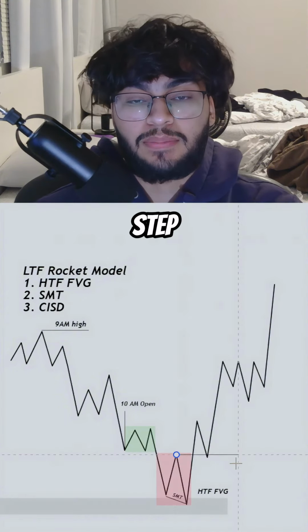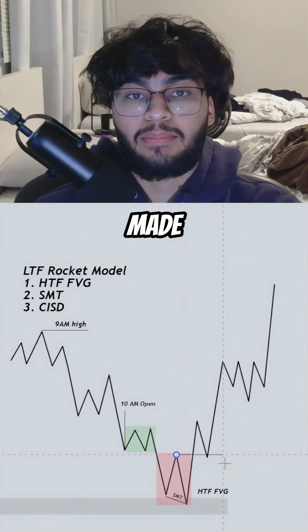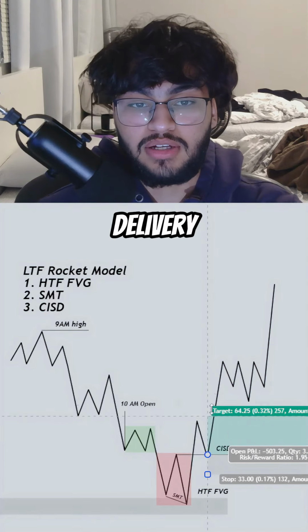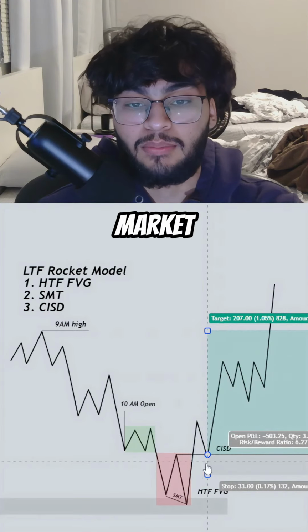And the last and final step is a change in the state of delivery above the high that made the manipulation for the 10 AM candle. And all we can do is limit order this change in the state of delivery and target this 9 AM high, completing our market maker buy model.